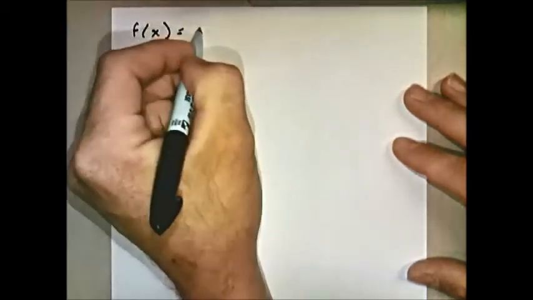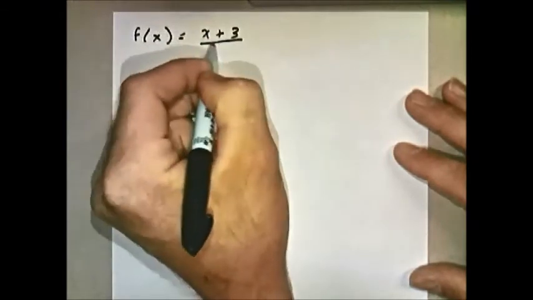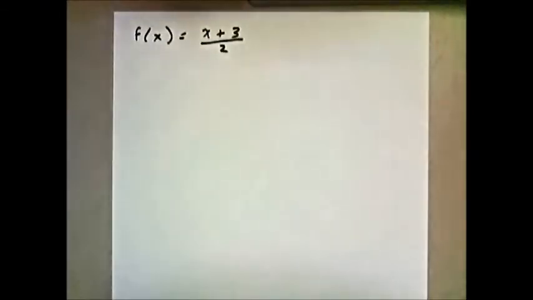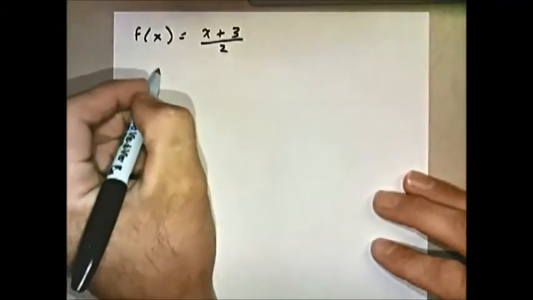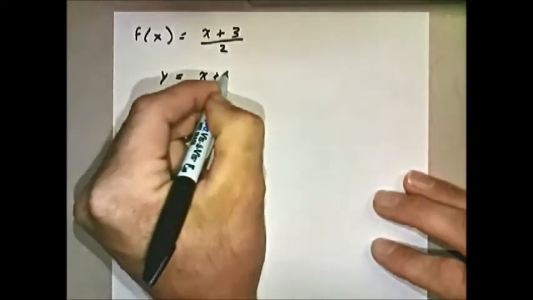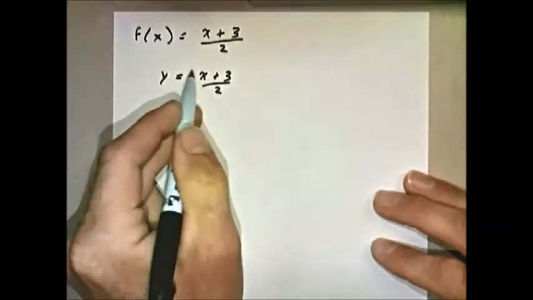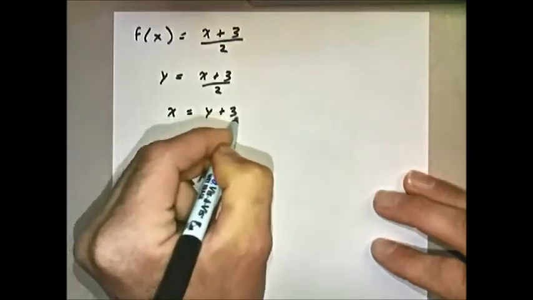Now in example 2, we're going to take our f function and change it slightly. We're still going to have a fairly easy function, but let's make it a little more complicated. Let's say we have x plus 3 divided by 2. To find our inverse, remember we're going to replace our f of x with y, equals x plus 3 divided by 2. Change your x's and your y's. X equals y plus 3 over 2.